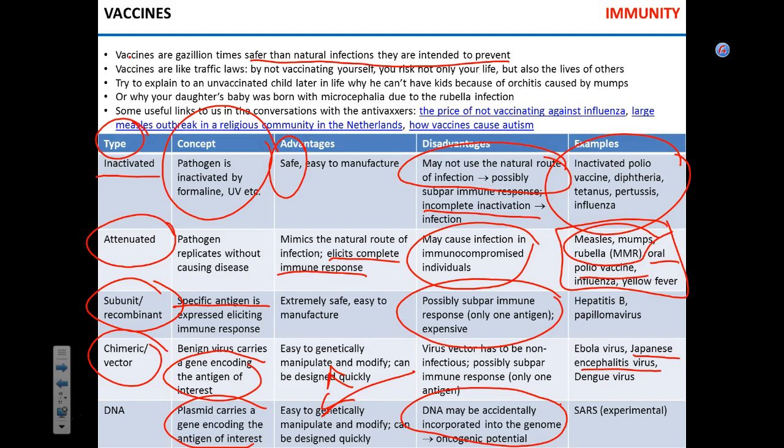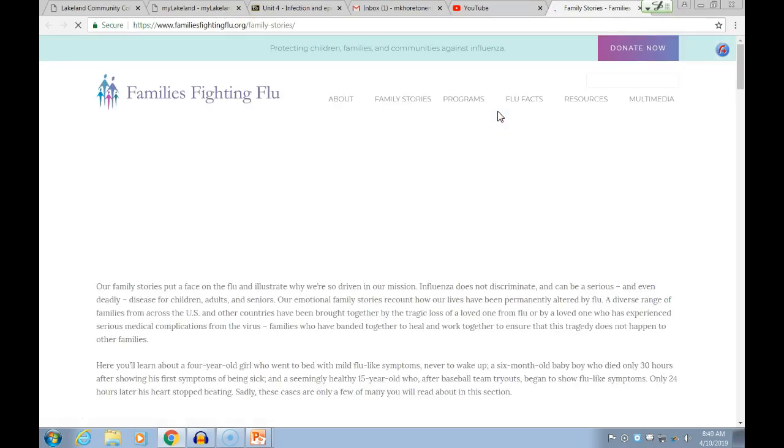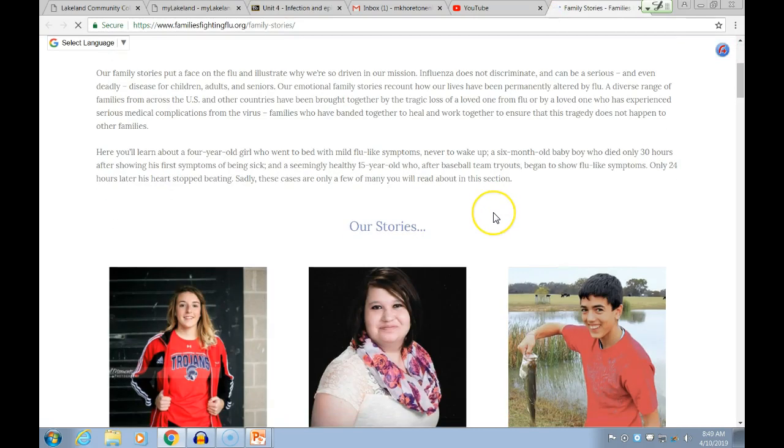Maybe there is a little hope to convince them, since anti-vaxxers never use proper clinical trials. They always use anecdotal evidence, like, one of my friends. Here's something to consider. Now, a word of warning, this is really disturbing. I'm trying to open it up. So that's the site called Families Fighting Flu. And that specific page has family stories of people who lost their kids to flu.